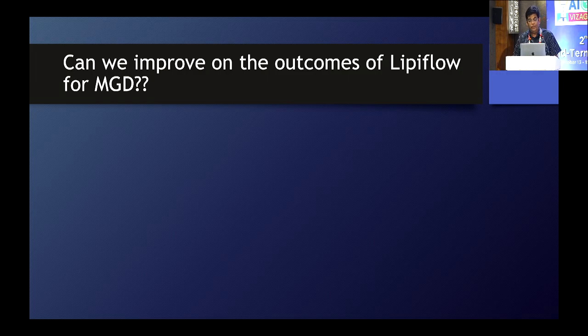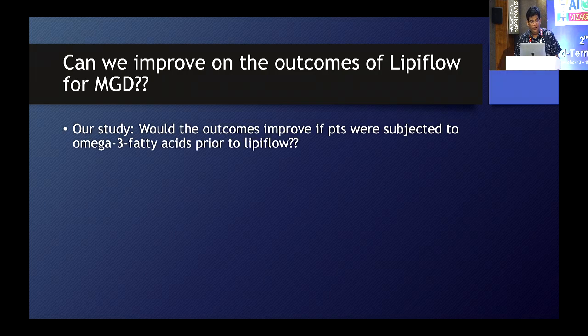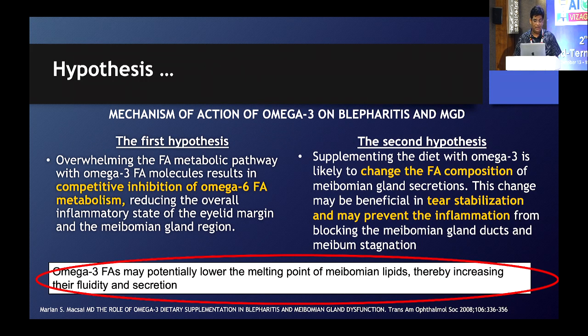So can we improve the outcomes of LipiFlow for MGD? We did a study: would the outcomes improve if the patients were given omega-3 fatty acids prior to LipiFlow? Now, what was the hypothesis? The hypothesis is that omega-3 fatty acids may potentially lower the melting point of meibomian lipids, thereby increasing their fluidity and secretion. Other mechanisms are also involved.